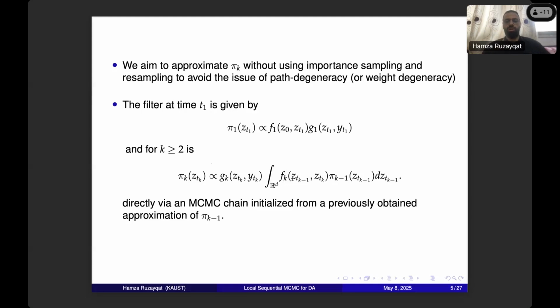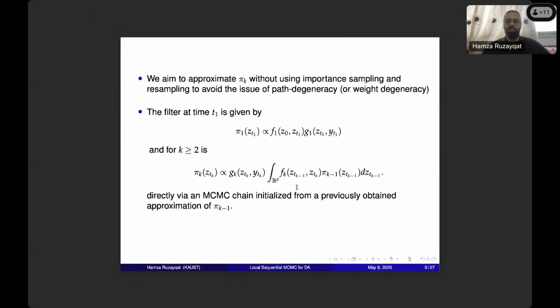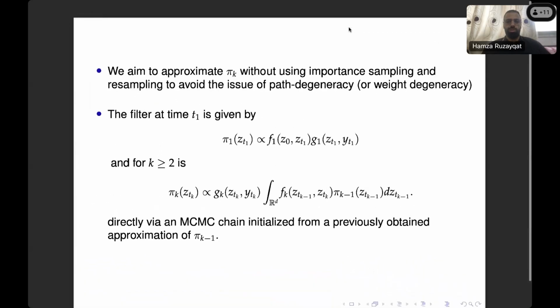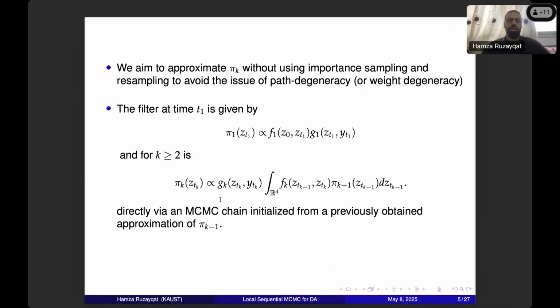We see here an integral over R^d of the transition density times the filter at the previous state. So what we're going to do is approximate these integrals or these filters using Markov Chain Monte Carlo. Markov Chain Monte Carlo is a powerful sampling method that's used to sample from complex distributions, especially in high dimensions. By designing a chain initialized at some random value, eventually this chain will generate samples from your distribution.